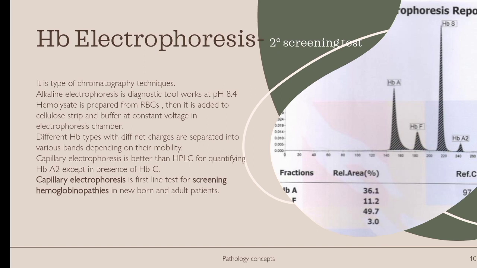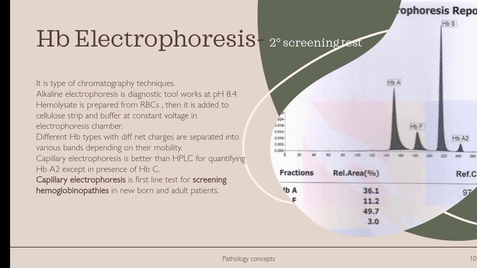Hemolysate is prepared from RBCs, added to a cellulose strip and run in the buffer at a constant voltage in an electrophoresis chamber. As a result, different hemoglobin types with different net charges are separated into various bands depending on their mobility. Alkaline electrophoresis can be affected by the presence of a large amount of hemoglobin F in newborns, which can dominate smaller bands like HbA2, HbH and Hb Bart's.